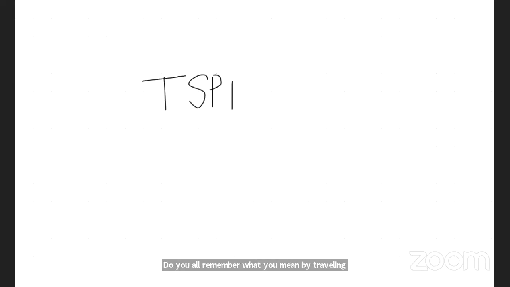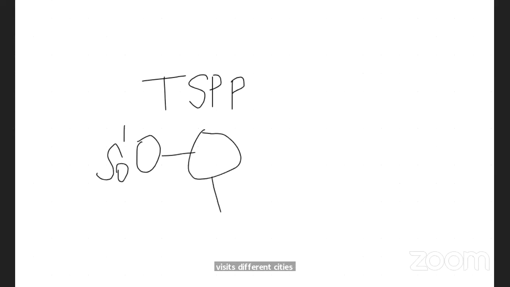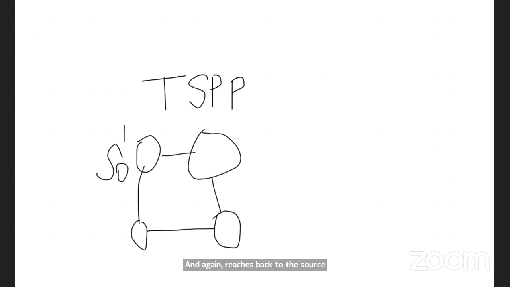So one is traveling salesperson problem. Do you all remember what we mean by traveling salesperson problem? Traveling salesperson problem is nothing but a person starts from the source, visits different cities, and again reaches back to the source with minimum cost. That is called the traveling salesperson problem.